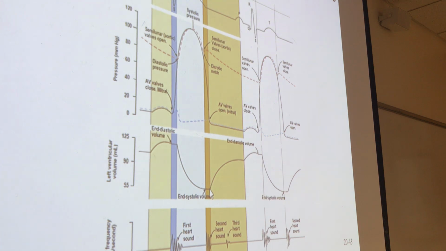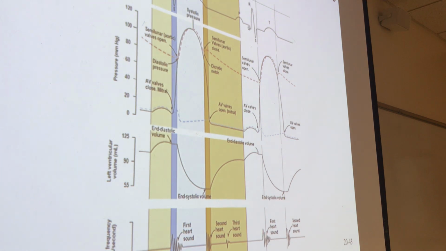Normally at the very end right here, we're at 55 milliliters of blood. And with passive filling, you can see the volume increase, right? That increase is passive. Nothing's contracting, everything's relaxed. And normally you go from 55 milliliters to about 100 milliliters in passive filling, right?